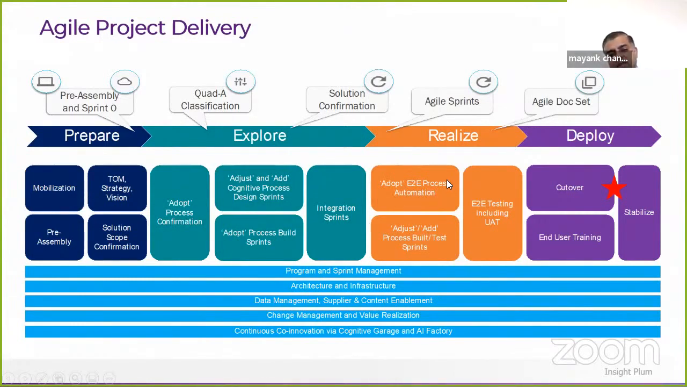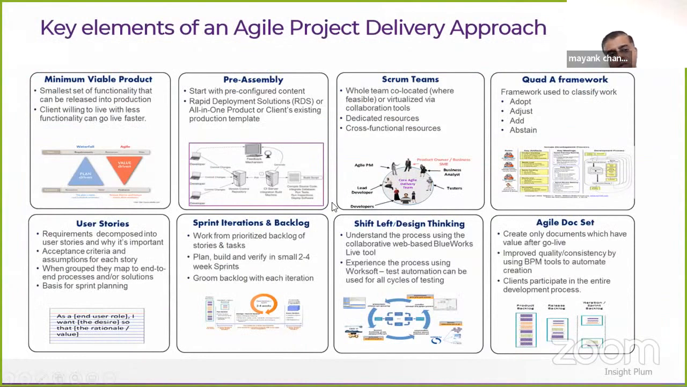And then at some stage, when you are done with all your sprints, you're also able to perform an end-to-end UAT for the complete testing. And then you get to the deploy phase, which is really you have the cutover, the end user training, you go live, and then you have a phase where you stabilize the solution and you are doing the rollouts across the globe. Let's look at these elements in a bit more detail. So we touched on minimum viable product.